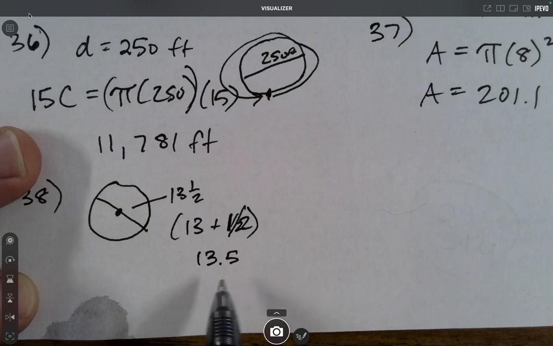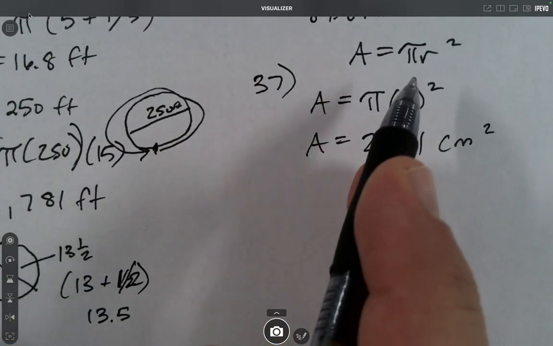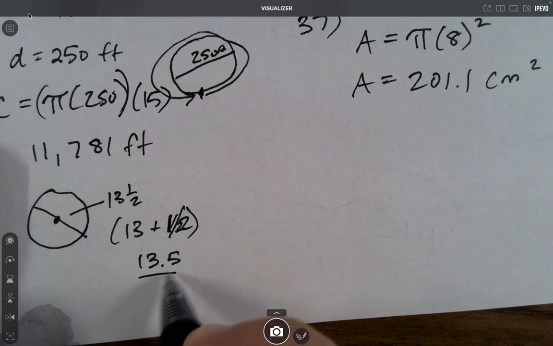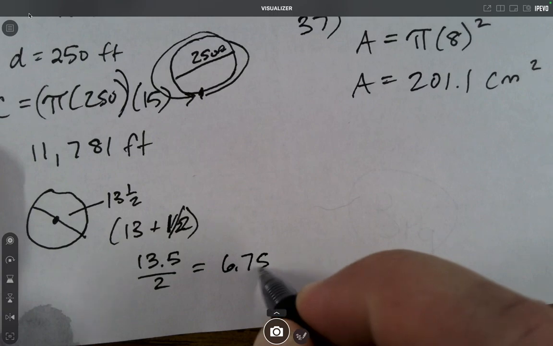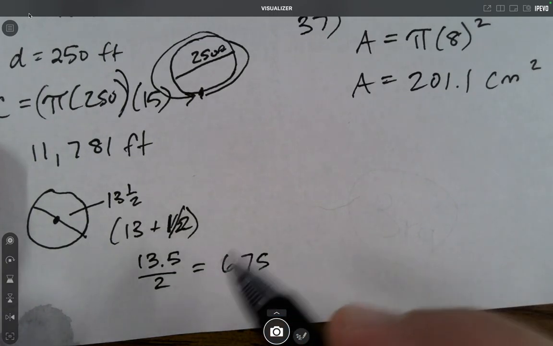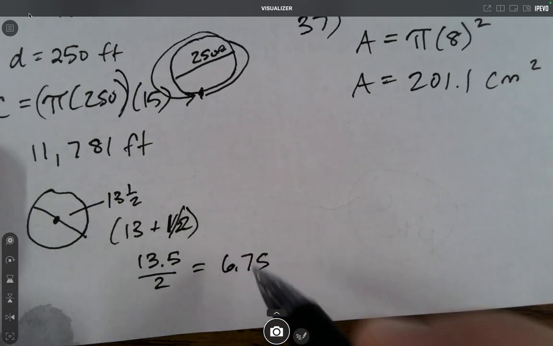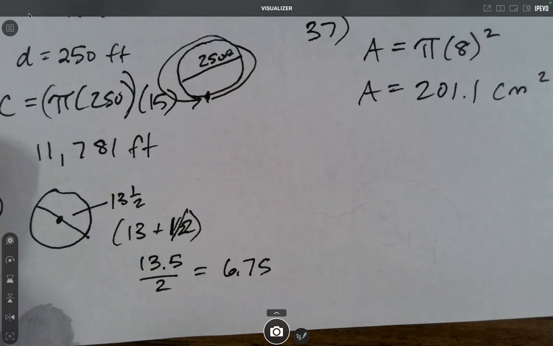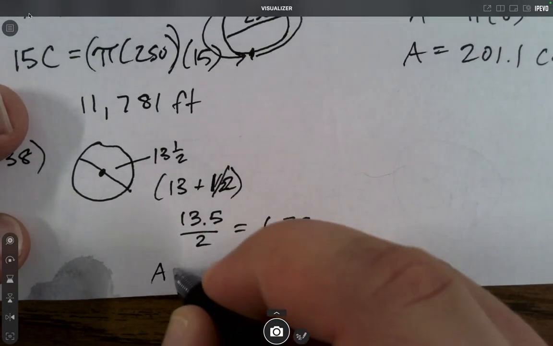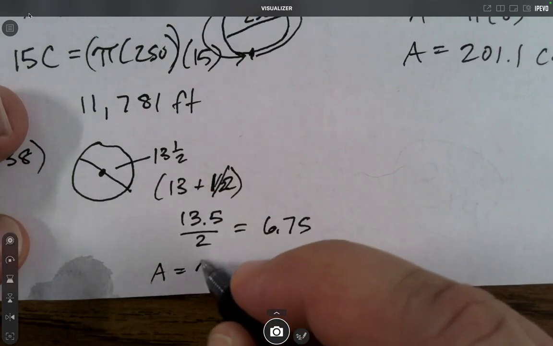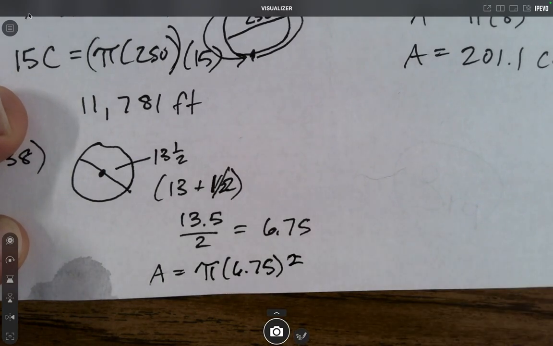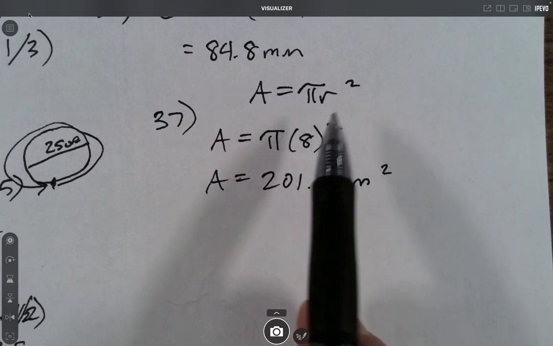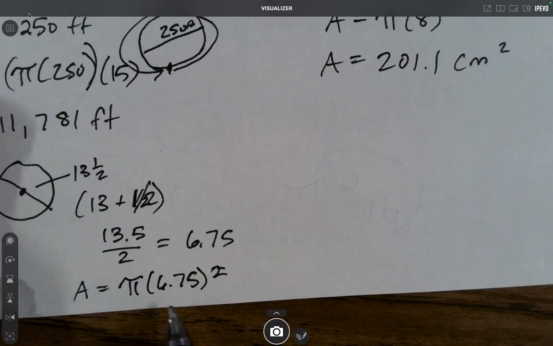Okay, but the formula for the area of a circle doesn't have diameter, it has radius. So we have to cut this in half to get the radius, and that will be 6.75. You can do that in the calculator. Just do 13.5 divided by 2. We get a radius of 6.75. So for the area of a circle, this circle in particular, we do pi times 6.75 squared. Because again, we can't plug in the diameter here. There's no diameter in the area formula for a circle, just a radius.